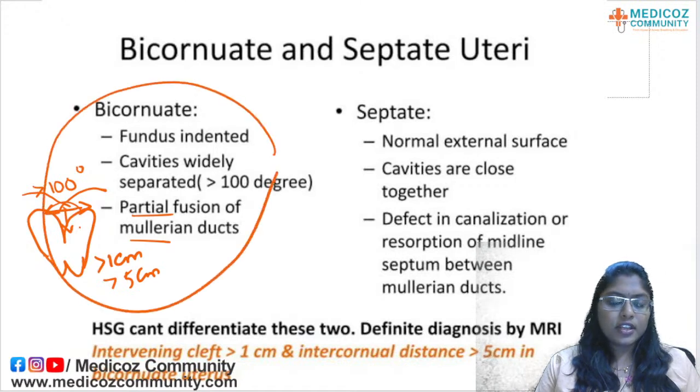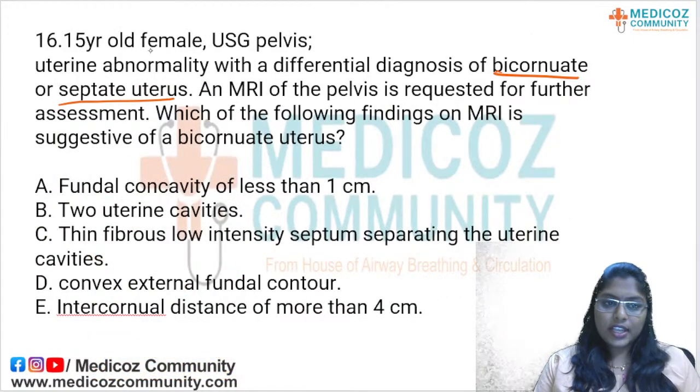This is the question we have. In some places it is given 5, some places it is given 4. Coming to our question, once again let us read, and I want you to give the correct answer now because I've given you the options explanation already. So please be active in the chat box. A 15-year-old female, ultrasound pelvis is done, uterine abnormality with a differential diagnosis of bicornate or septate uterus is given. On MRI, we are confirming the diagnosis of a bicornate uterus with the help of which one?